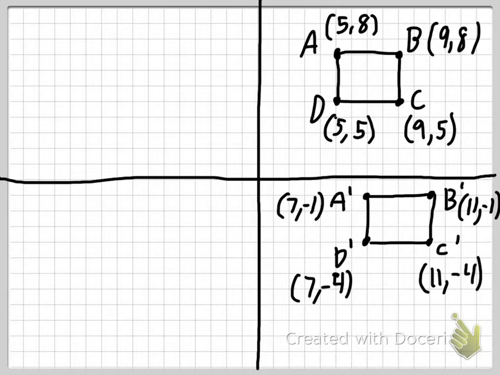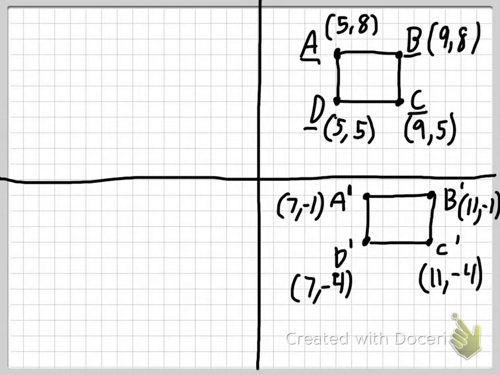So here we have a picture of a translation. Your original, whenever you name it, letters are going to look like this. They're just going to be regular. The image is going to have these little things up here called primes. And it's pronounced A prime, B prime, C prime, and D prime. The prime tells you that this is an image of what we saw.